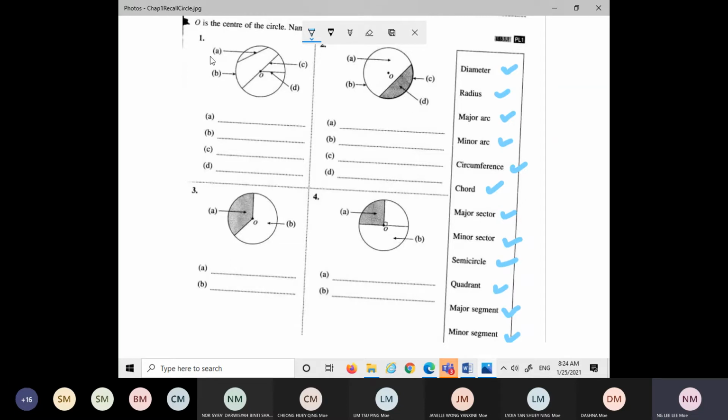Okay, afterwards, this piece of paper, I will send into the Microsoft Teams. So you copy, okay, and then write the answer, okay, inside your notebooks. Okay, inside your MX1. Okay, so now that's all for this recall. Okay, we come back to the textbook.